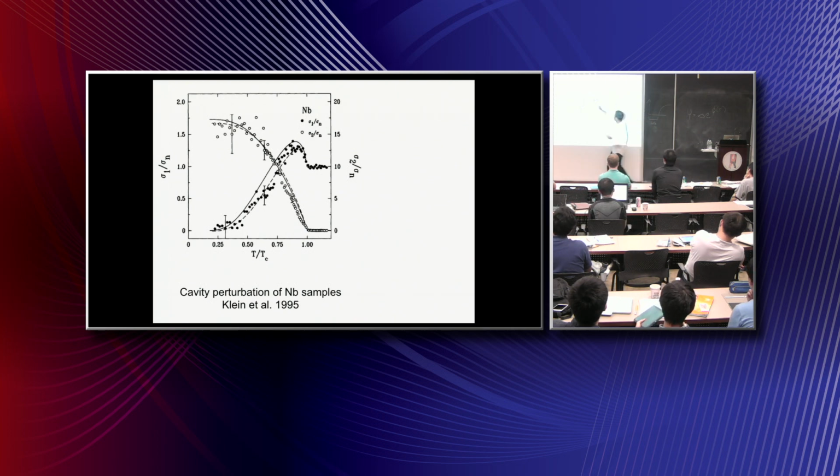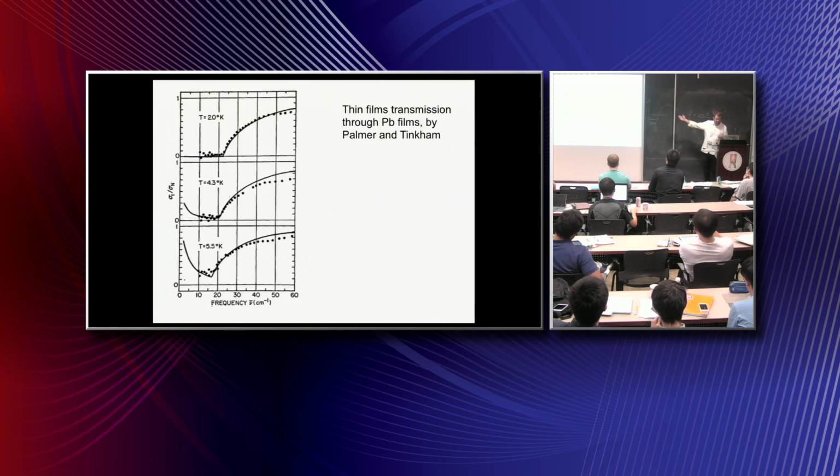So this is the real part, which shows a peak just below Tc, and then the imaginary part grows in this fashion, like an order parameter. Okay, much earlier, and I don't have the date on this, unfortunately, I think this particular data is from 1962. This is transmission through lead films, and you can see this characteristic suppression at the gap edge.